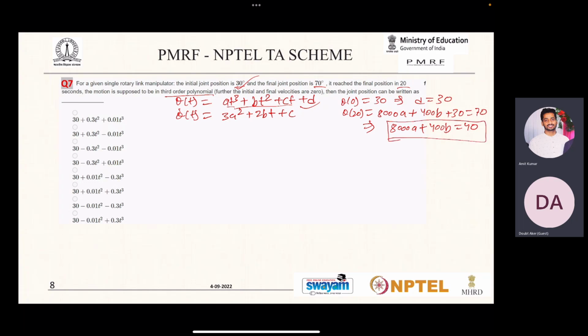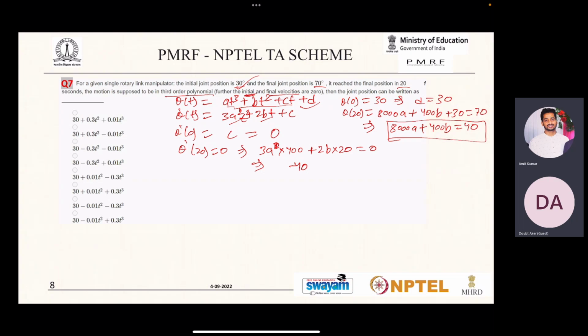Now theta dot t equals 0, initial and final both. So theta dot 0 will be nothing but c, because if you put 0 here, the other terms will go, so only c will be there. And that equals 0, as the initial velocity is given as 0. And theta dot 20 is also 0. That implies 3at square, that means 20 square, which is 400, plus 2b into 20 equals 0.